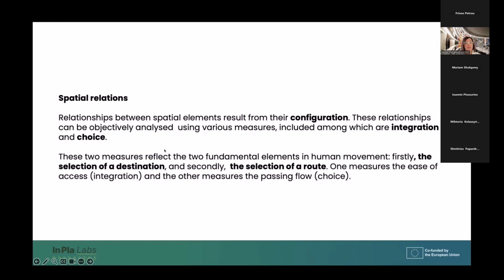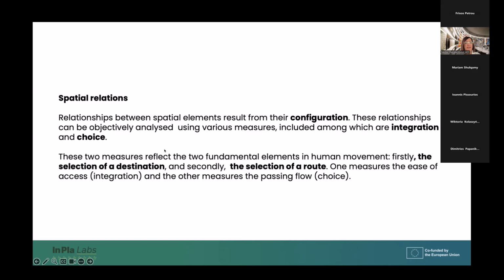And we have a series of spatial relations, and you will see the tools later on. First of all, the relationship between spatial elements like blocks, streets, and so on is called configuration. And these can be analyzed using many measures. I will not go in detail through them because you will see them in presentations later on, but we have measures such as integration, such as choice. These are very important measures because they relate to how we move in cities, to human movement.